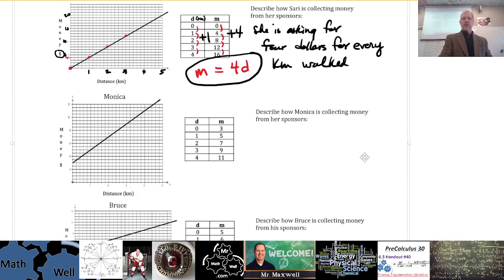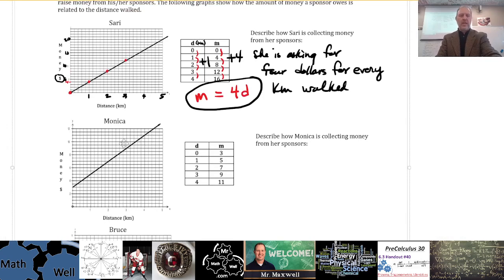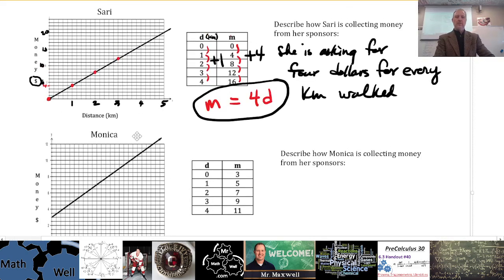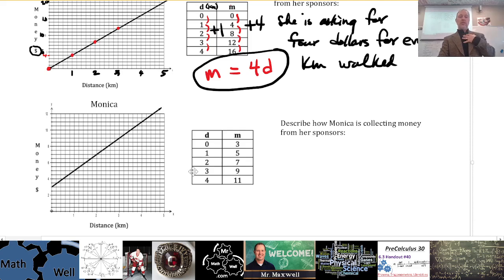So is her graph exactly the same? No, it's not exactly the same as Sari's, right? So there are some different characteristics. What do you notice about the line in Monica's graph? There are two things that jump out to me anyways. What are 2 things that are different from the first one? One thing is that it doesn't start at 0. Okay, it doesn't start at 0, 0.